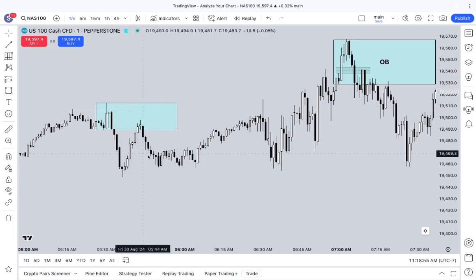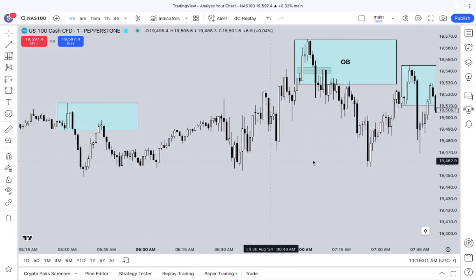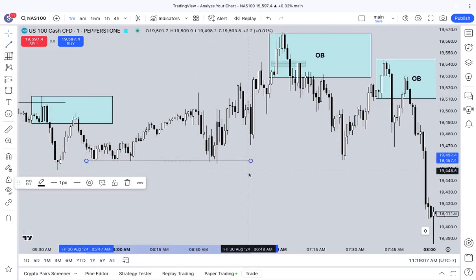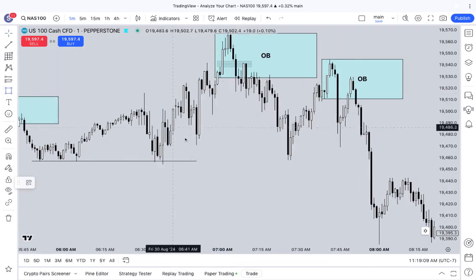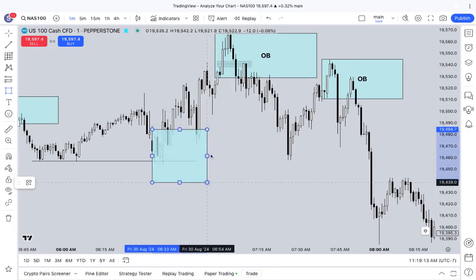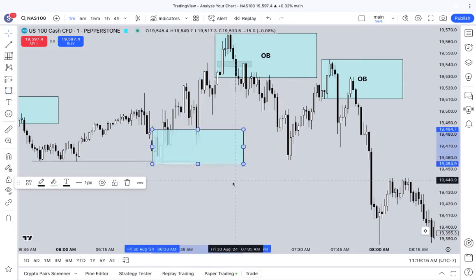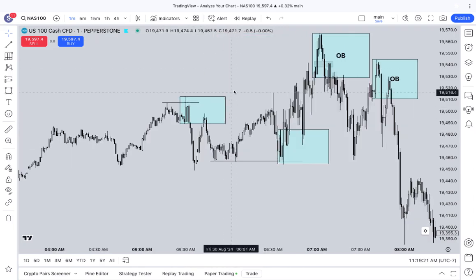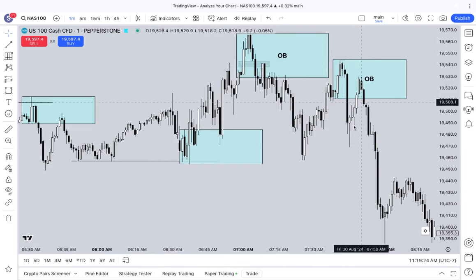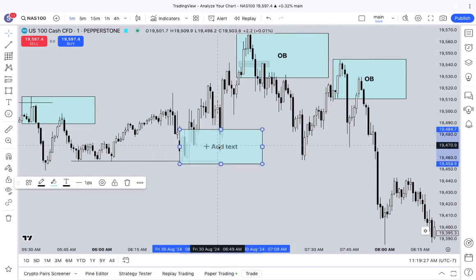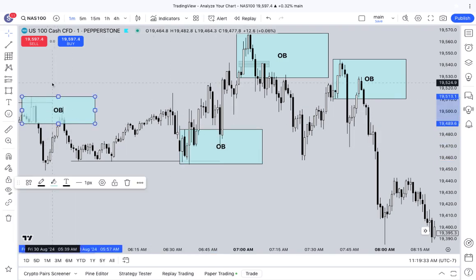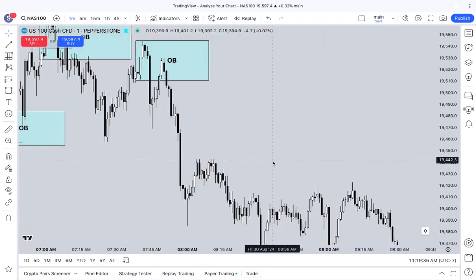value gaps right here, in this inverse as well, and then we have it go back up, and then come down and sweep these lows right here. If we mark out an order block right here, we have it come back, go out of the order block, and then come back into it, and then price rallies all the way up, and then we have the same thing. So there we go. Let's mark out a few more.